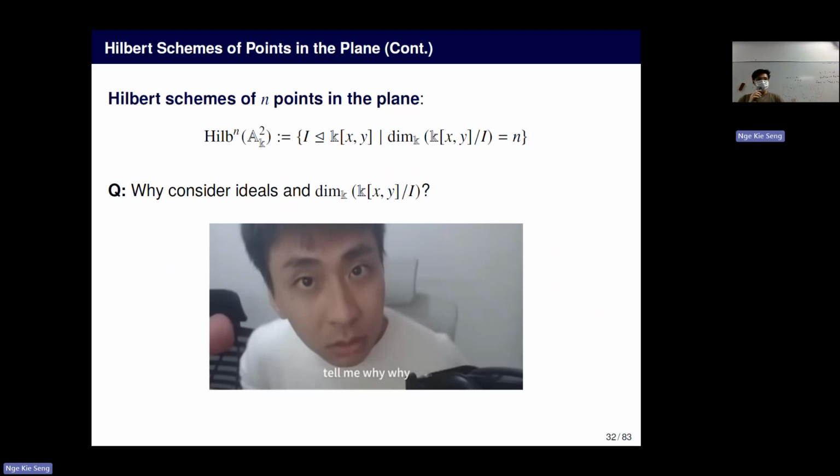A particular question is asked: why do we consider ideals, and why do we consider the dimensions of the quotient? To give an answer, or to motivate the definition of the Hilbert schemes, we proceed with the question we posed at the beginning.